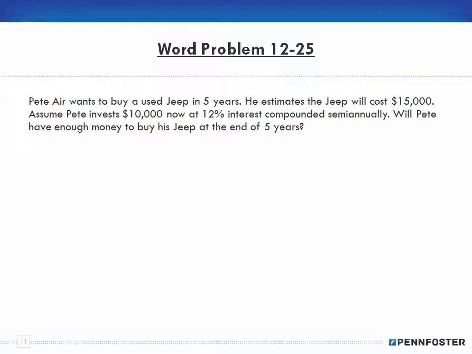12-25. Pierre wants to buy a used Jeep in 5 years. He estimates the Jeep will cost $15,000, so that's a future value in 5 years. Assume Pete invests $10,000 now, so that's a present value, at 12% interest compounded semi-annually. Will Pete have enough money to buy his Jeep at the end of 5 years?